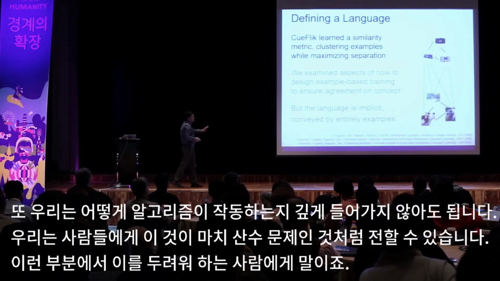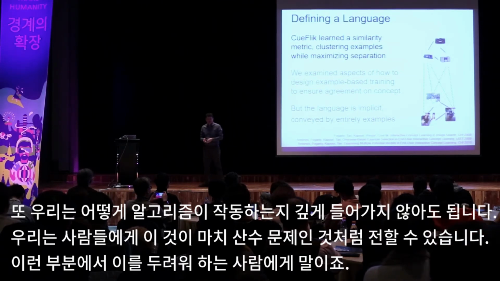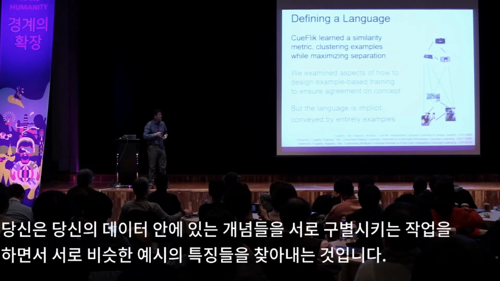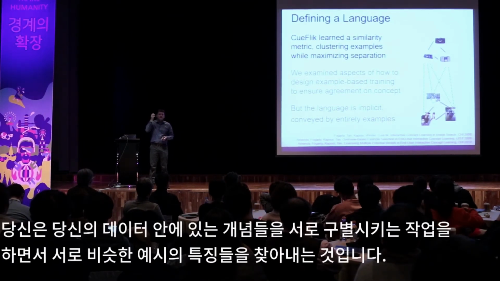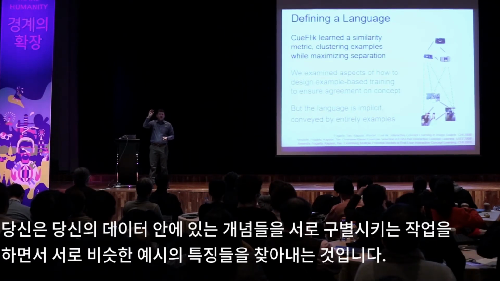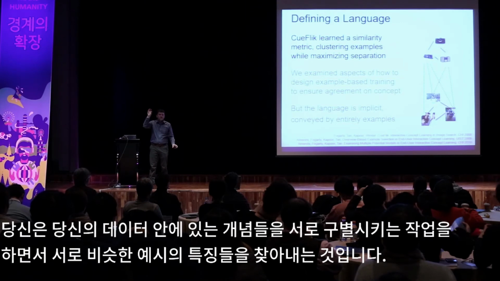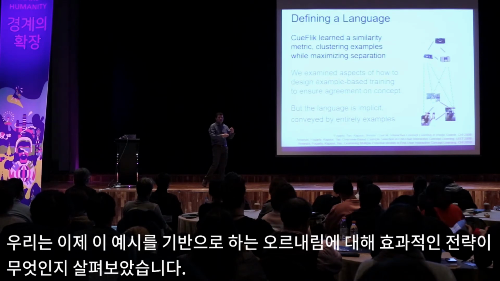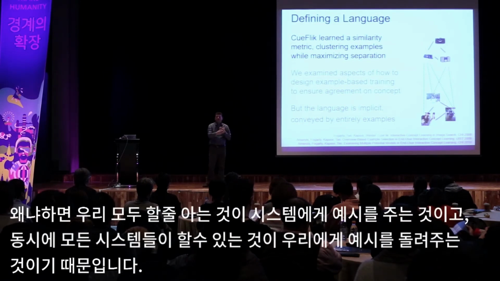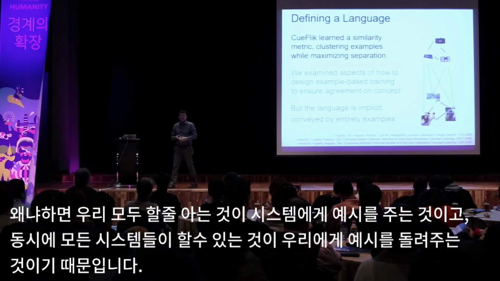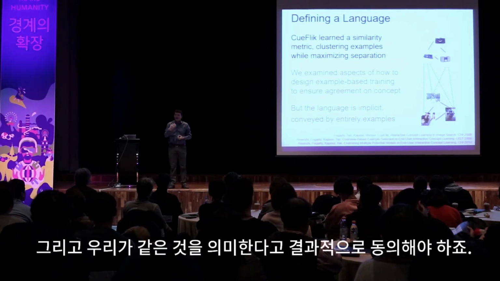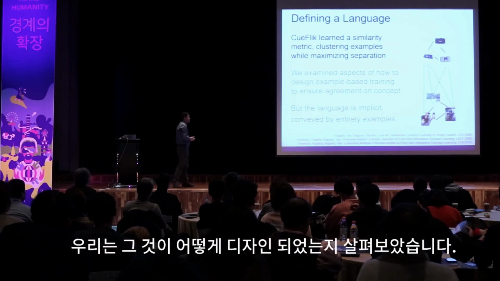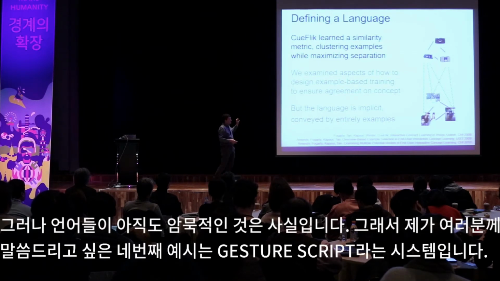And I won't get into exactly how the algorithms worked here. We posed this as a metric learning problem for the people in the room who are interested in that part of it. The idea being you tried to find properties of the examples that made them similar to each other while making them different from other images that were in your corpus, okay? And we did a set of papers where we looked at what are effective strategies for this example-based back and forth. Because all we can do is give the system examples, and all the system can do in return is give us examples. And we have to eventually agree that we mean the same thing, right? And so we looked at how to design for that. But that language was still implicit.